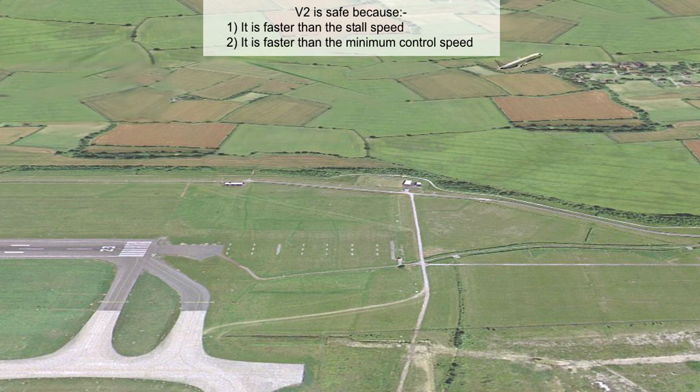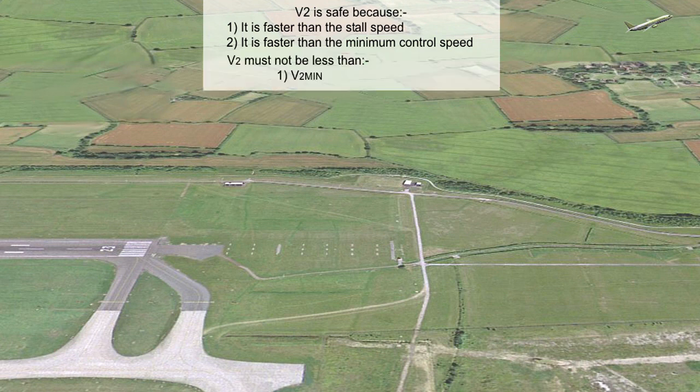Therefore, the other safe feature about V2 is that the aeroplane is able to achieve a positive climb. In fact, V2 is the slowest speed which will enable the aeroplane to have sufficient excess thrust to climb above the minimum acceptable climb gradient. Let us detail the three requirements about V2.